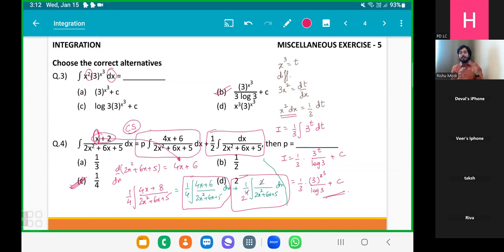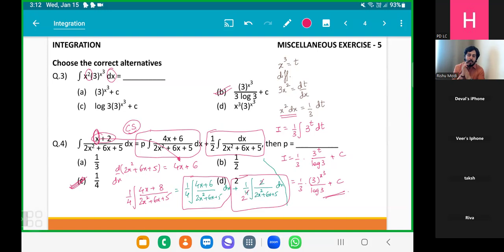Now, once I multiply and divide by 4, the 2 also changes. So 2 changes to 8. But I wanted 4x plus 6. So the 8 is split into two parts. One was 6 and the other one was 2. And based on that, I compare the value of P and I get that P is nothing but 1 by 4. Right, Veer? I am clear about that part. Everyone understood this question number 4?